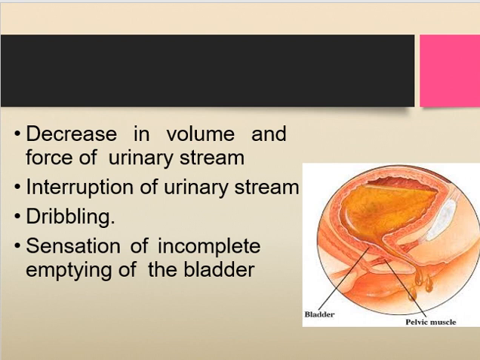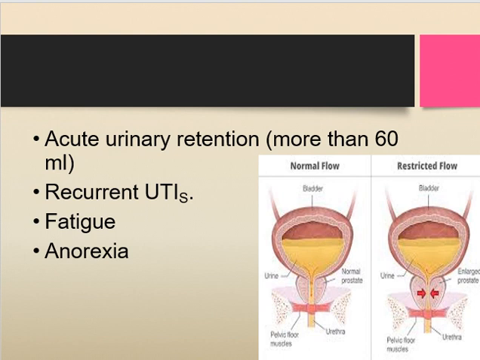Interruption of the urinary stream, dribbling of urine, sensation of incomplete emptying of the bladder. So they will always have a sense of incomplete emptying of the bladder. The next feature is acute urinary retention. That is, more than 60 ml of urine will be retained in the urinary bladder. And you know what happens when the urine is retained? Because what does urine contain? The byproducts. This has to be excreted from our body and not stored. So when it is retained and not excreted out, what happens? The person is at a chance of recurrent urinary tract infections.